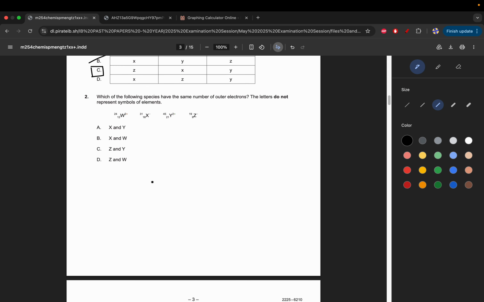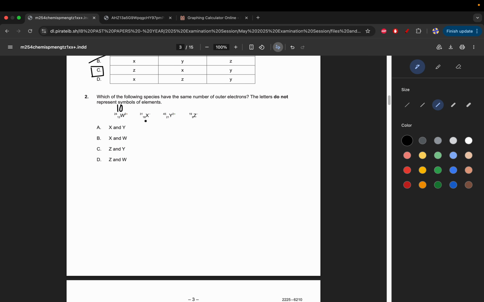Next, which of the following species has the same number of outer electrons? The letters do not represent symbols of elements. Okay, so W would originally have 12 electrons in the neutral state, but now it's got a 2+ charge. So in that case, it's going to have 2 less electrons than 12, so it's going to have 10 electrons.